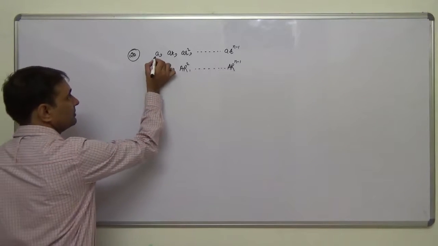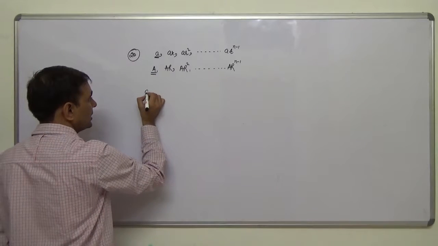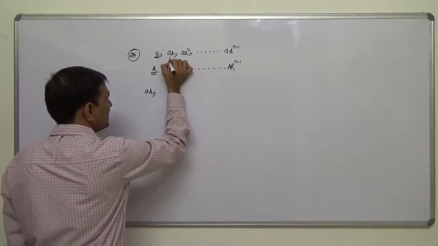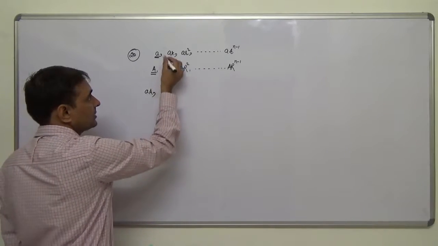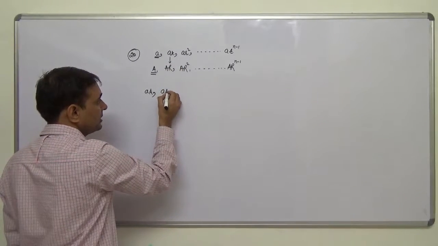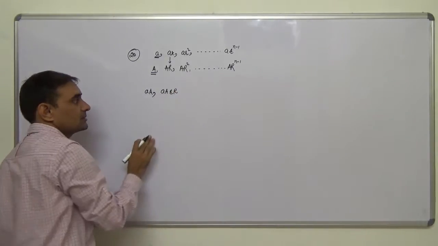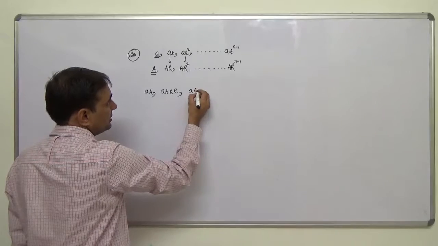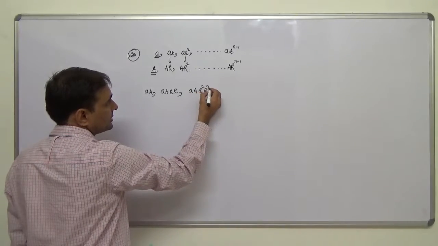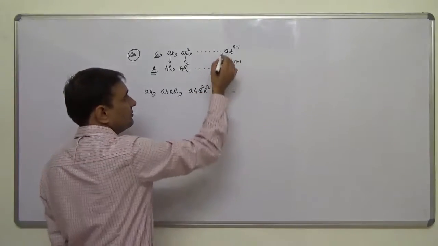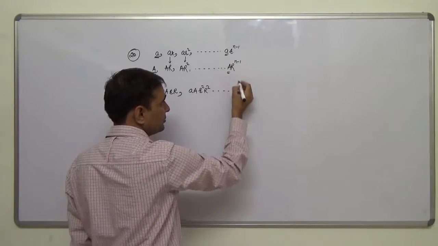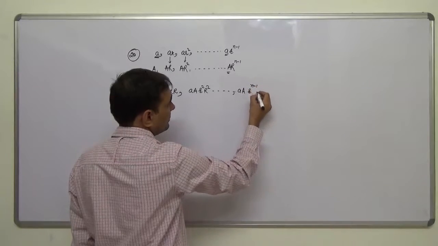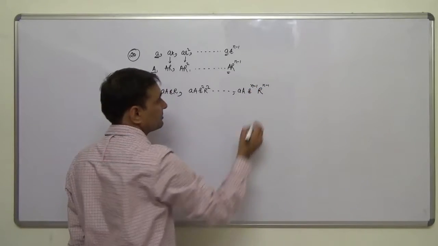So the new sequence will be a into A, that is aA, the first term. The second term will be multiplied with the second term. So a into A, and r into R. This will be the second term. Third term will be a into A, r square into R square, and so on. What will be the nth term? a into A and r to the power n minus 1, capital R to the power n minus 1.